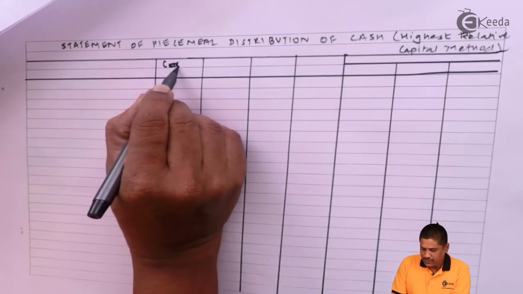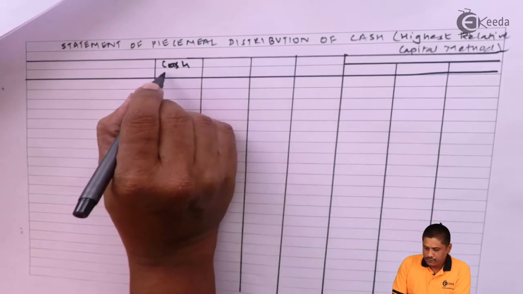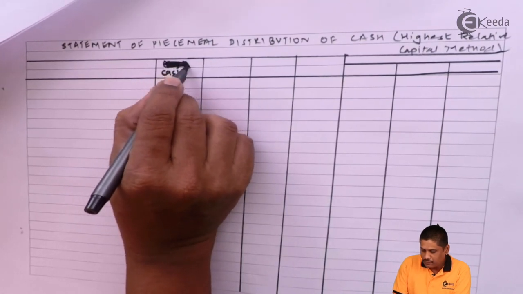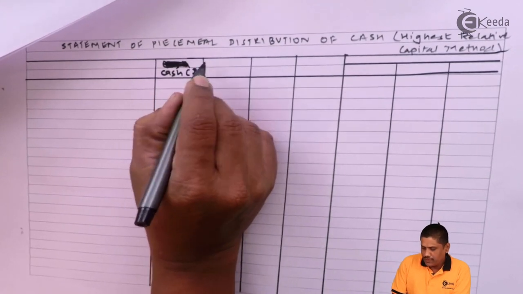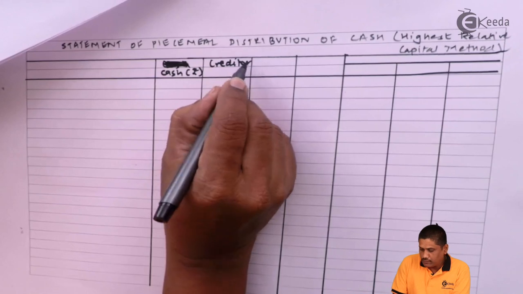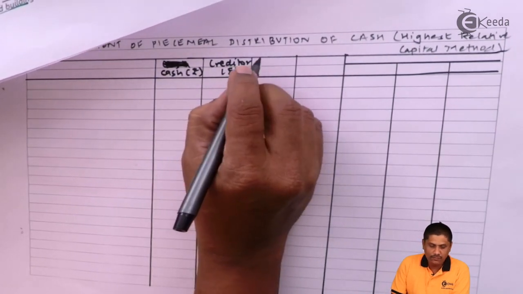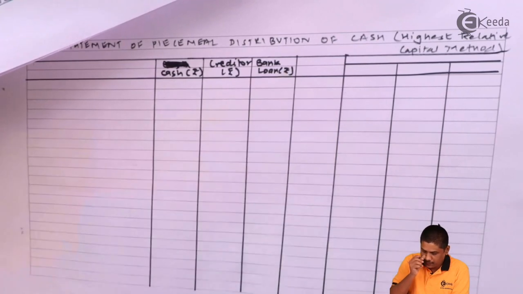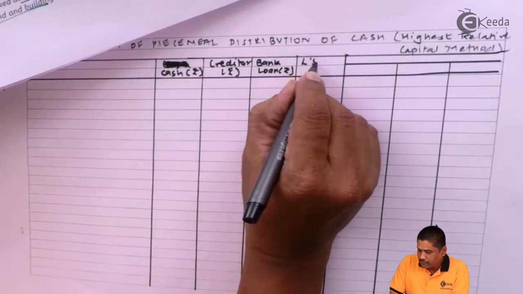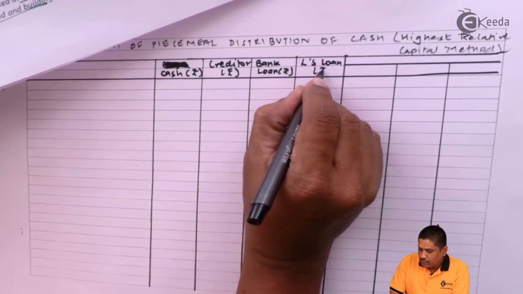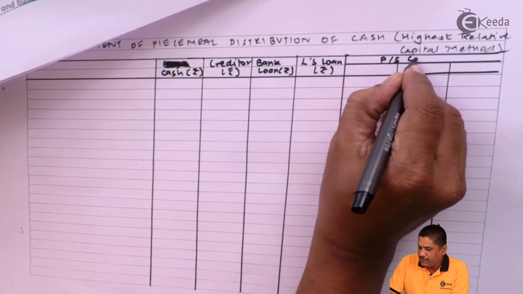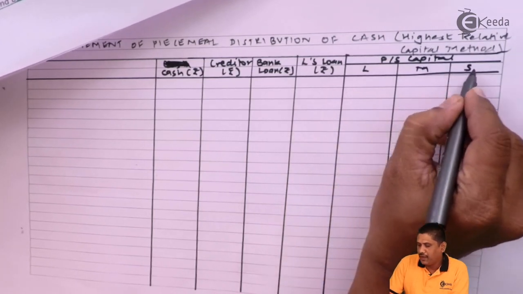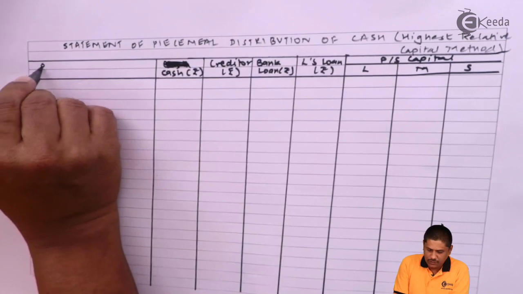So firstly, the cash column is there. Then we will have a creditors column. Then we have a bank loan. Rupees. L's loan. Rupees. Hereafter there is partners' capital. In partners' capital, we have three partners, L, M, S. Okay, and of course, this one is the particulars column.